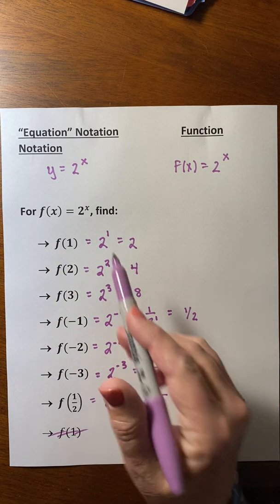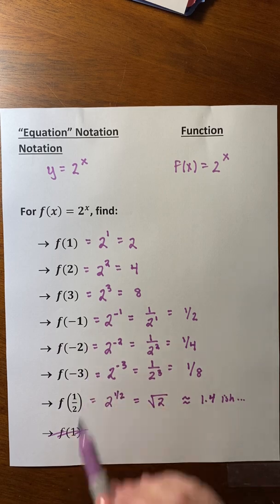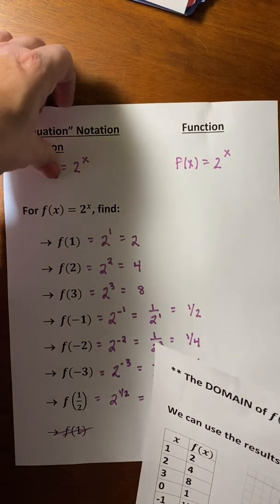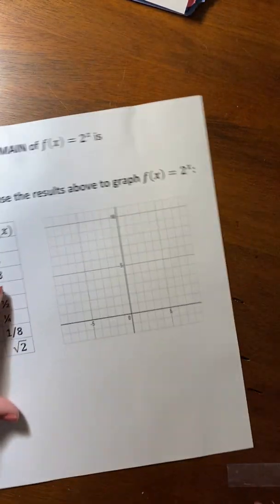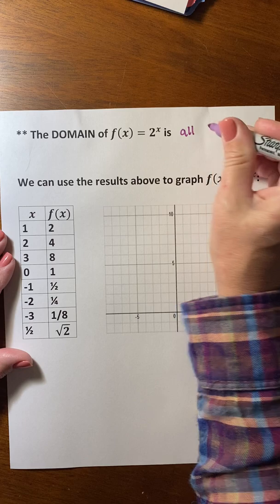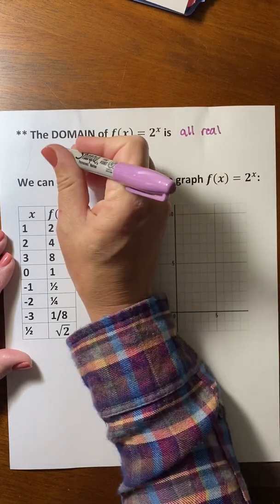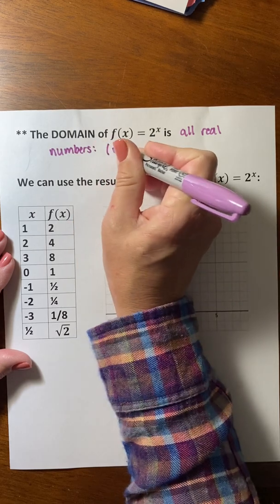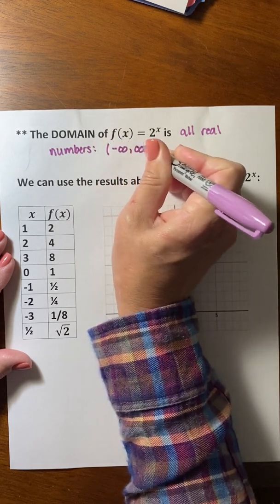All right, so notice we can put in whole numbers, we can put in fractions, we can put in negative numbers, we could actually put in any number. So the domain of the function f of x equals 2 to the x is all real numbers. We can go from -infinity to infinity.